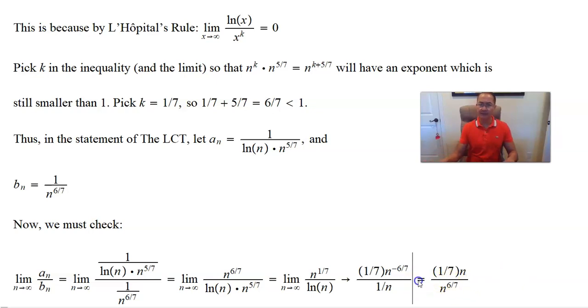But there's more. Now simplify that. n to the 1 over n to the 6 over 7. 1 minus 6 over 7 is 1 over 7. So we get 1 over 7, n to the power 1 over 7. Okay, that is now simply infinity. So our limit for a sub n over b sub n is positive infinity.